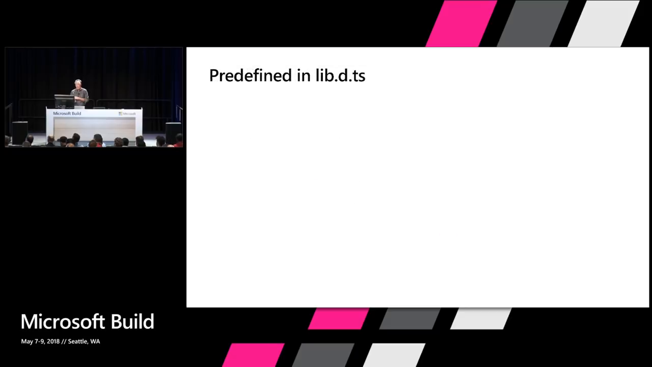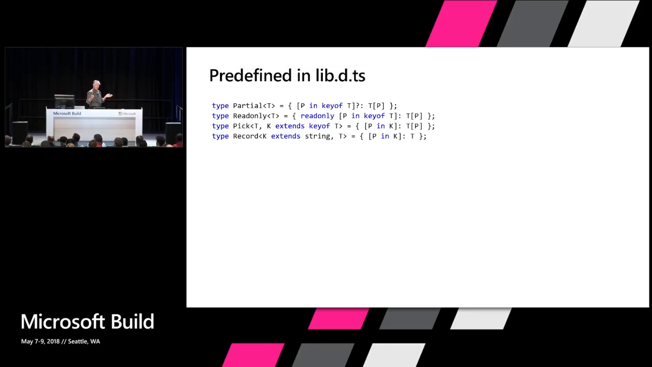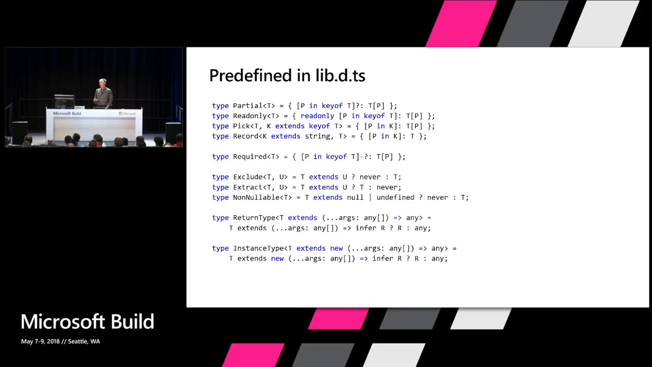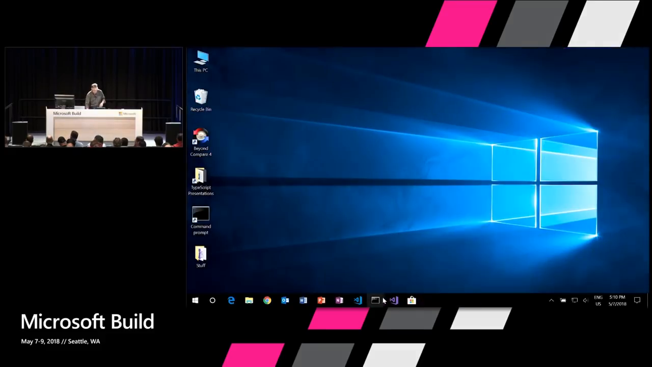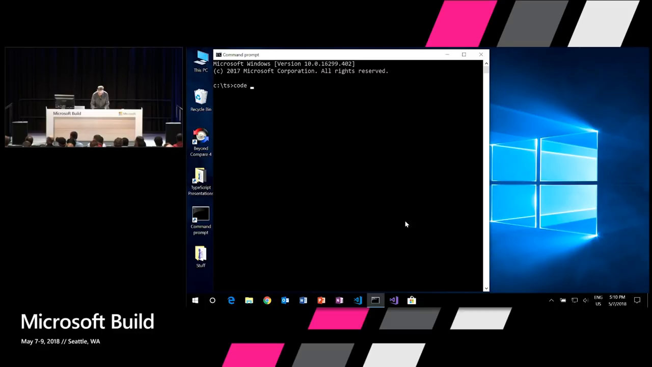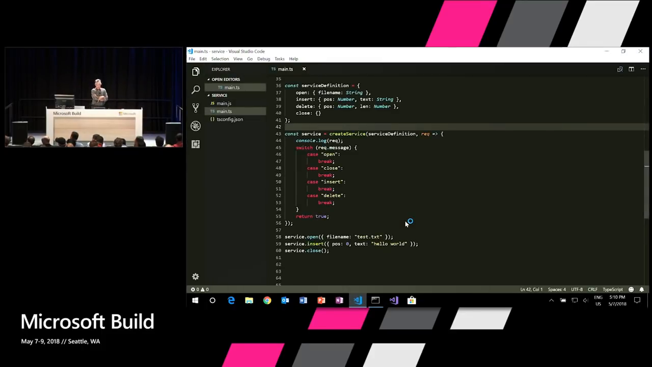And in fact, we can now build all of these into lib.d.ts, the predefined types. We already have partial, read-only, pick, and record that some of you may have seen. But now in TypeScript 2.8, we've added exclude and extract, non-nullable, return type, instance type, and so forth. Okay, so that's a lot of slide work. Let me try to show you what this looks like in action. So let me switch here and just show you some code.